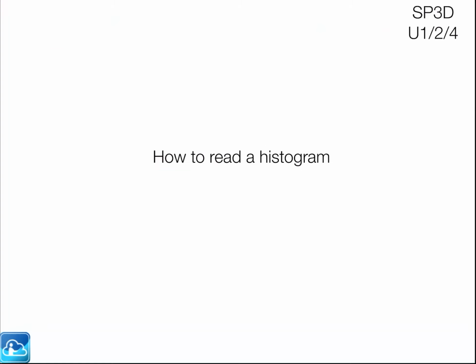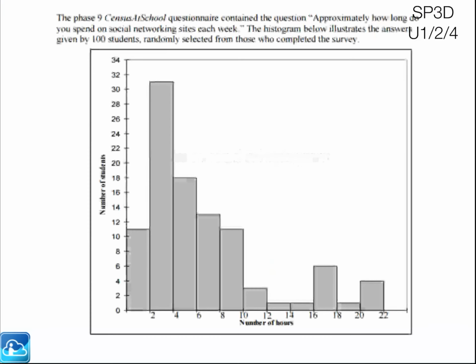So first thing we're going to do is read a histogram. You don't need to take this down, but what you can do is take down the heading histogram in your copy. You can take down the difference between them. A histogram is for continuous data, a bar chart is for all of the types of data, and you can take down that a histogram has no spaces and a bar chart has spaces.